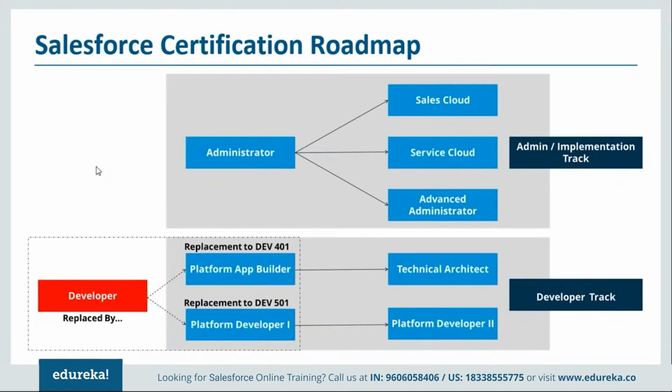So basically, there are two tracks. One is the developer track, and the other is the administrator track. Let me first go with the developer track. Formerly, we had two different certifications, Dev 401 and Dev 501. Now, these two certification exams are replaced by, or rather renamed to, Platform App Builder and Platform Developer 1, respectively. Again, these two certifications are related to developing software applications on the Salesforce platform.